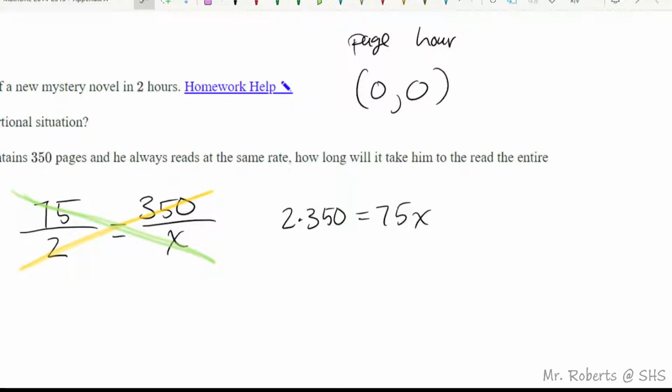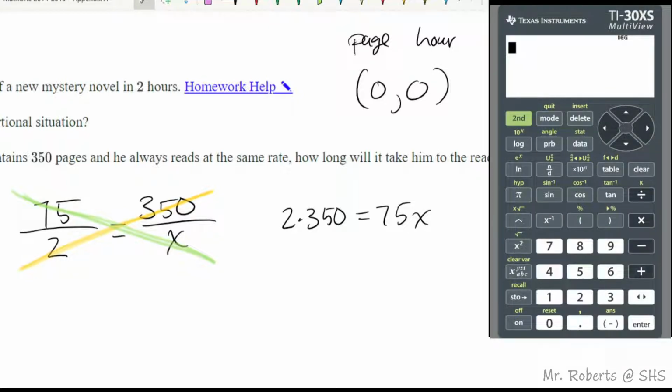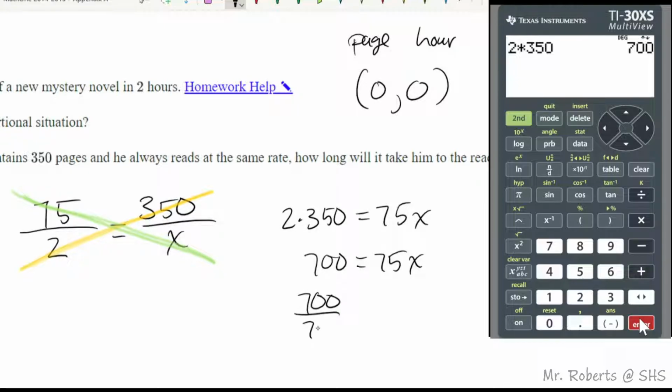However, I'm going to grab a calculator. So here's the calculator. So I'm going to go 2 times 350. That's the number 700. 700 equals 75x. And then I'm going to divide both sides by 75. I like to write this. There we go. Equals x, because that is my answer, right? 700 over 75. I like to run it by the calculator just to see if it can be reduced.